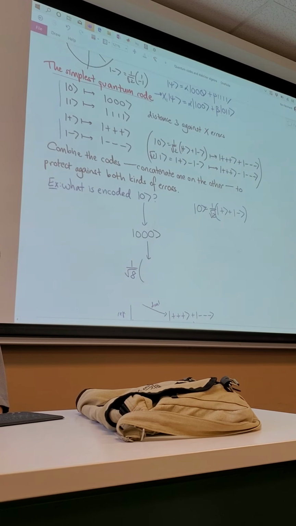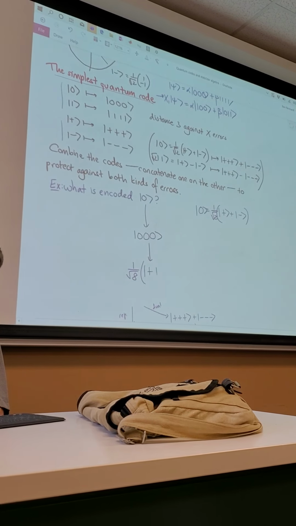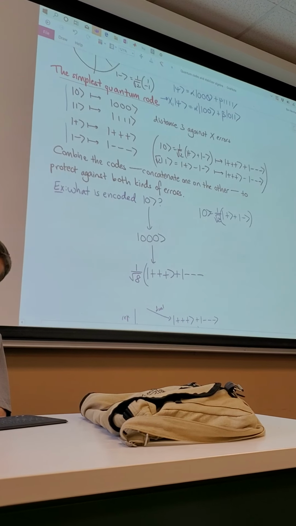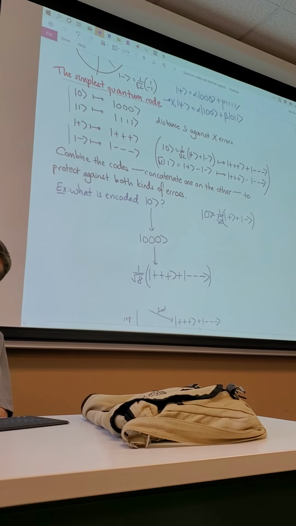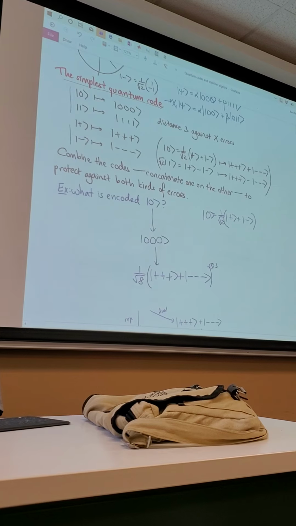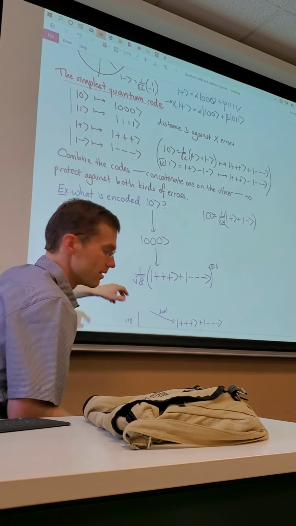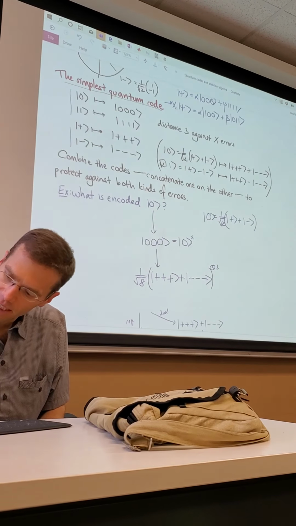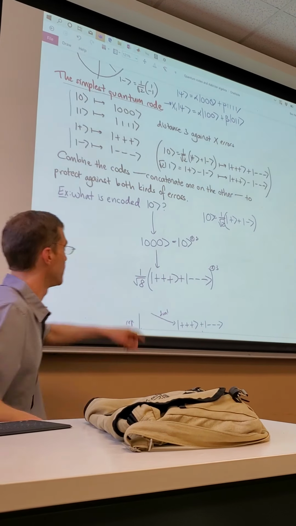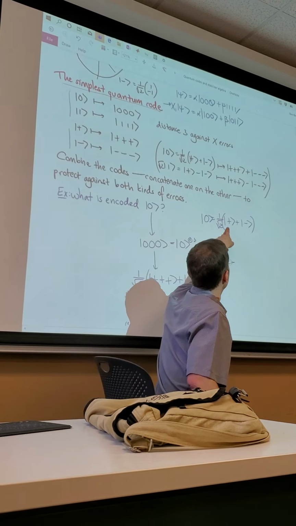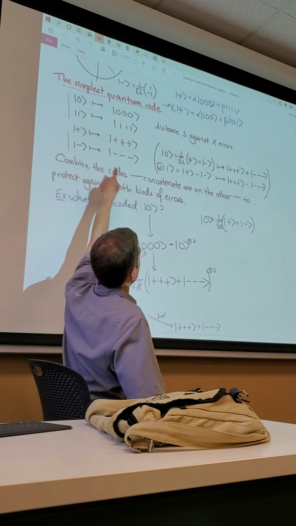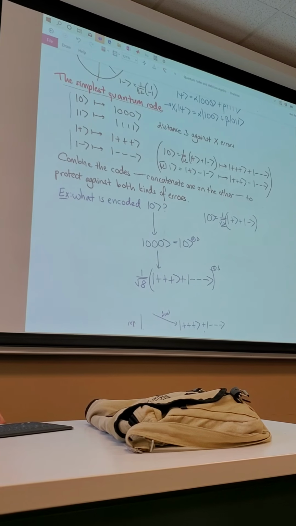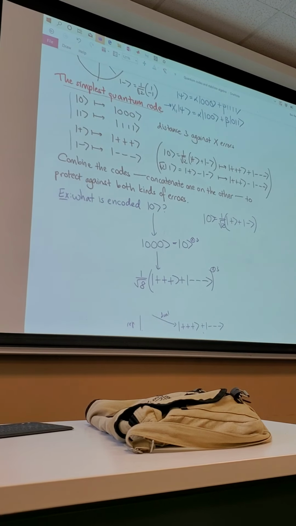This isn't hard. It's easy, right? It's just plus, plus, plus, plus, minus, minus, minus. That's the first 0, tensor 3. So this is 0, tensor 3. And so each of these zeros is equal to this. And each of these is encoded as plus, plus, plus, plus, minus, minus, minus. So this is some 9-qubit state that represents the encoding of 0.